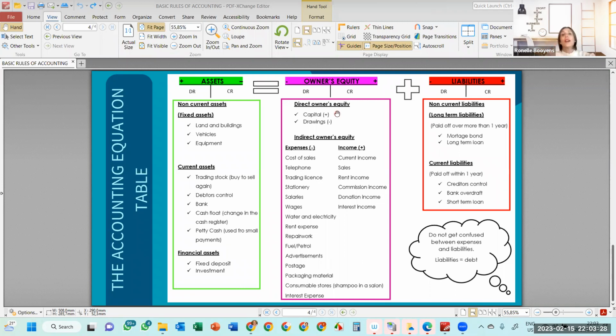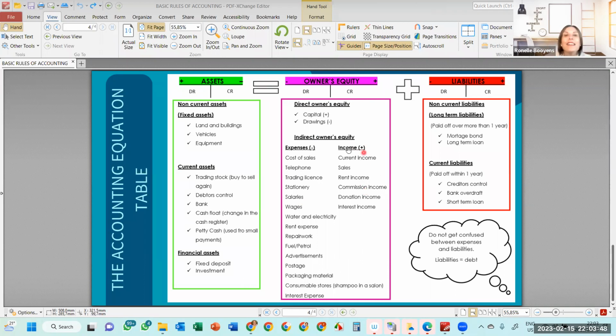Okay, so those are the two direct owner's equity accounts. Secondly, we have two sets of accounts which we literally call indirect owner's equity. And what that means is the following. These two sets of accounts affect the owner's equity.